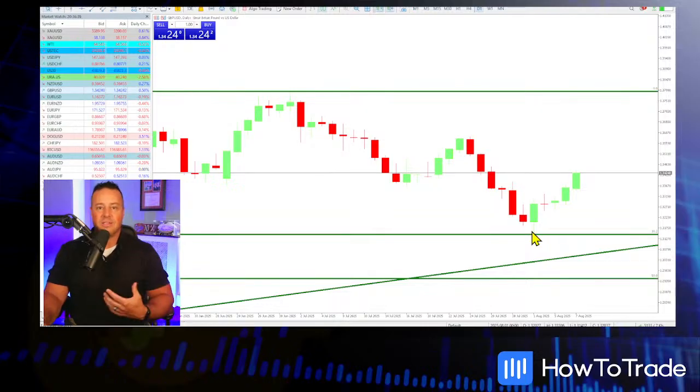What does that tell us? It tells us we're still bullish. The bullish market structure is there. The real question is how do we get a market entry? How do we get a trading entry on this pound?